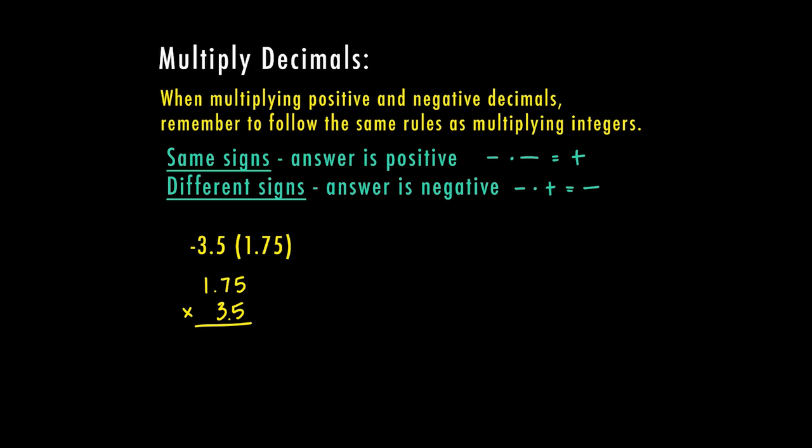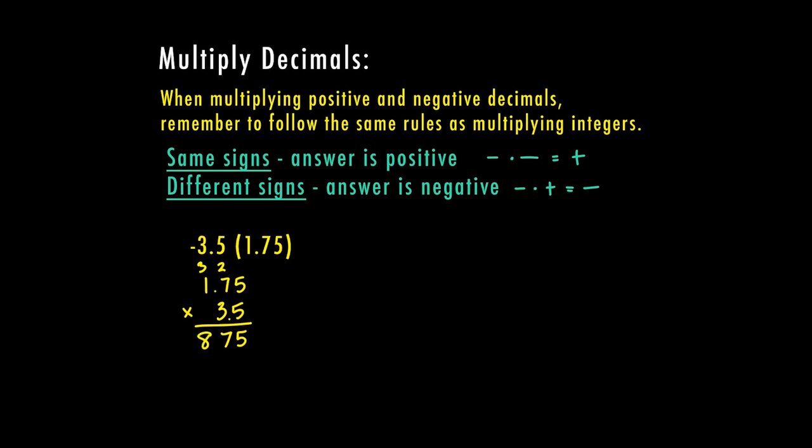We actually are going to just multiply the numbers, and then we're going to move our decimal at the end of our answer. So now we have 5 times 5 is 25. Then we have 35 plus 2 is 37. And 5 plus 3 is 8.